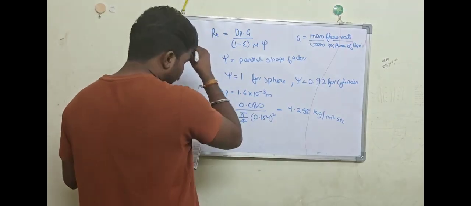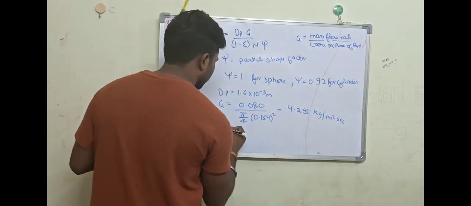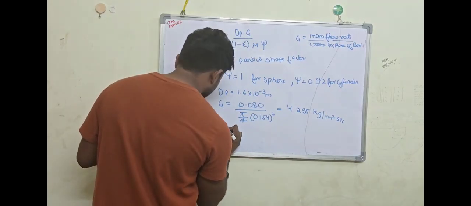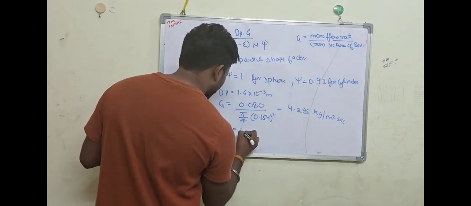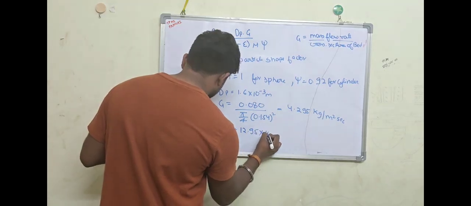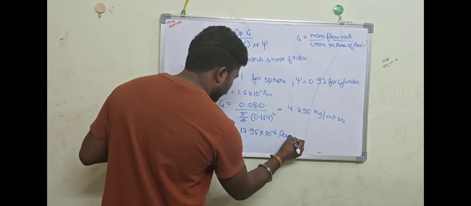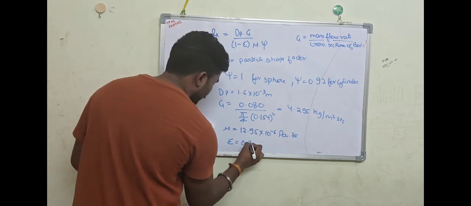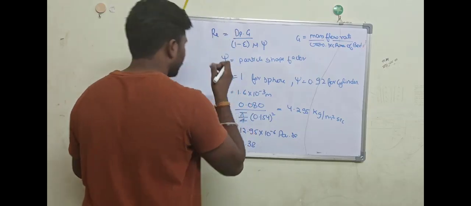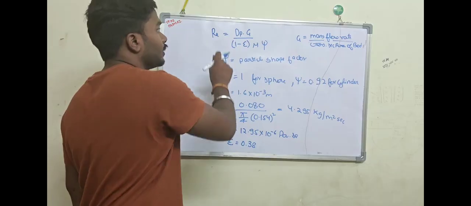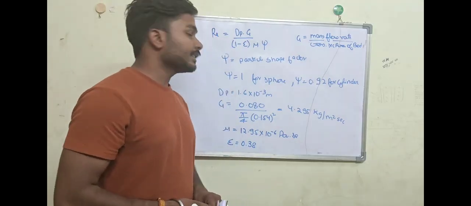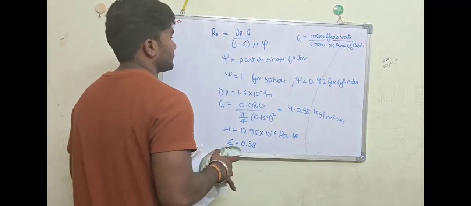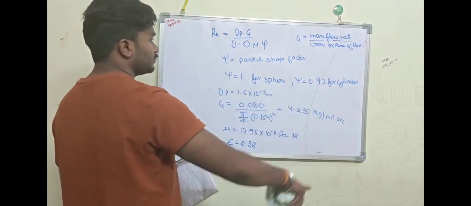So the viscosity of that N2 at the given pressure and temperature, that was 200 Kelvin temperature and pressure 2 atmospheres, was given as mu 12.95 into 10 to the power minus 6 Pascal second, and epsilon was also given as 0.38. So we will be putting all these values into the Reynolds number formula and getting the Reynolds number. You can note down these values which we had calculated.